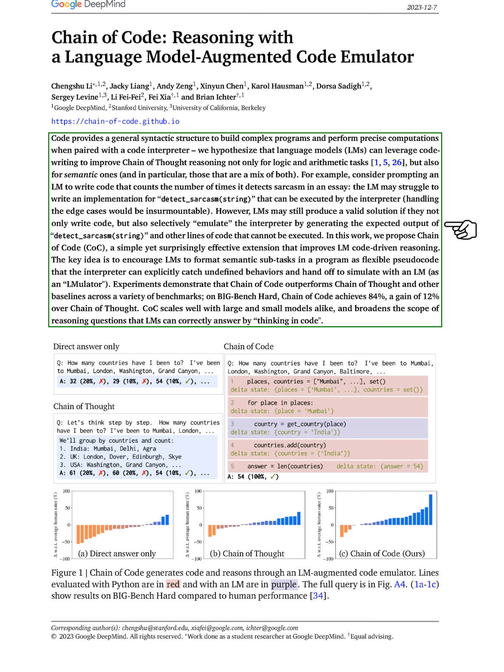In this study, we introduce a new approach called chain of code, COC. This method enhances the code-driven reasoning of LMs. The model not only writes a program but also simulates the expected output of certain lines of code. The idea is to format semantic subtasks in a program as flexible pseudocode that can be caught and emulated by the LM. We call this an LMulator, a combination of LM and emulator.